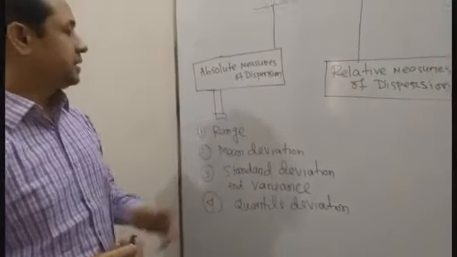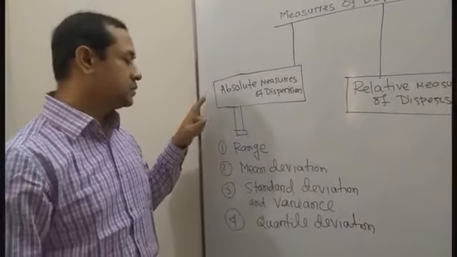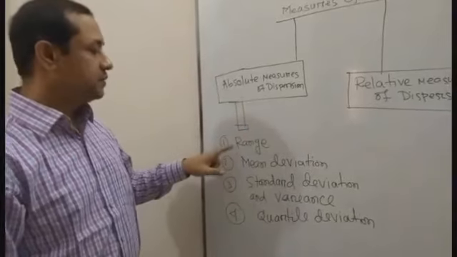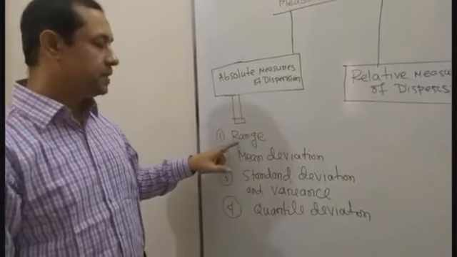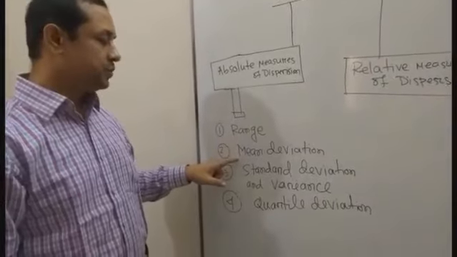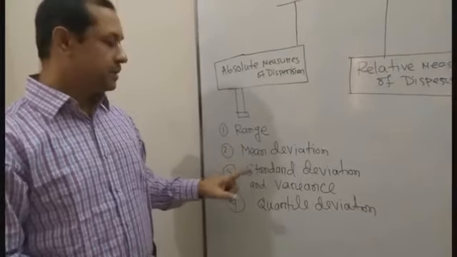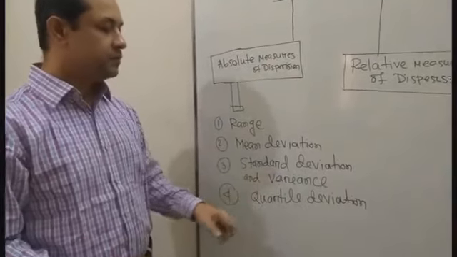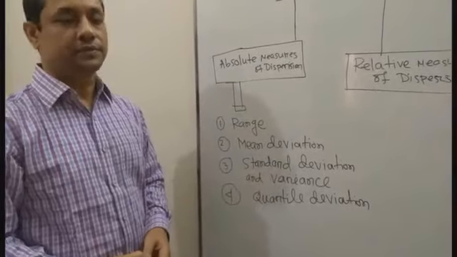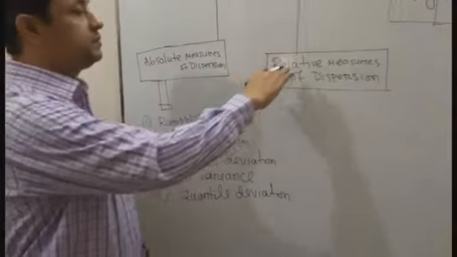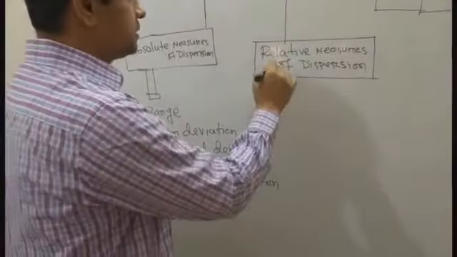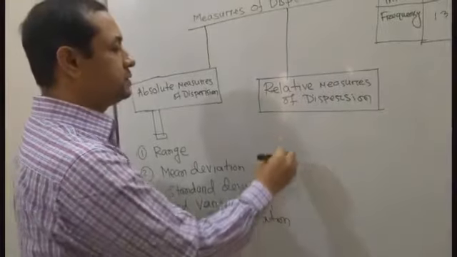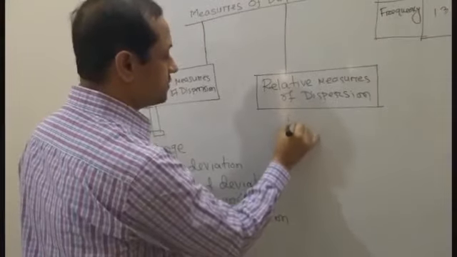Again, four types of absolute measures of dispersion. First type, number one, range. Number two, mean deviation. Number three, standard deviation and variance. Number four, quartile deviation. Number two, relative measures of dispersion. Then, how many types of relative measures of dispersion? Four types.